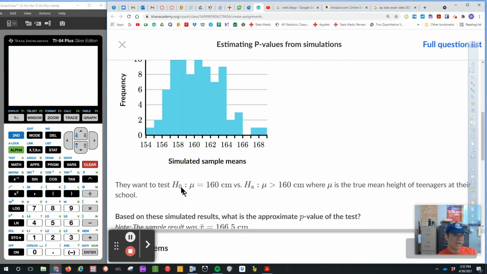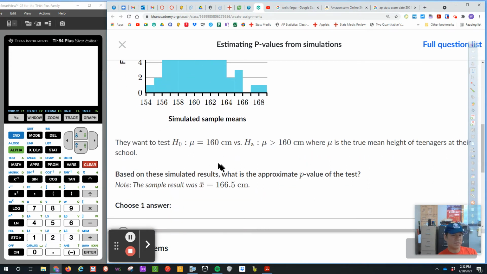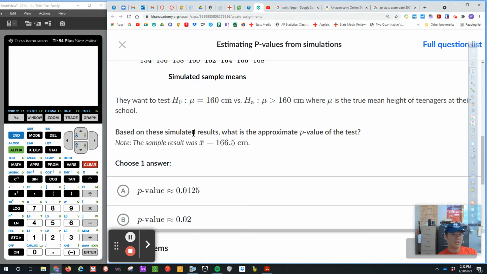So you want to test the hypothesis, right? The null hypothesis is your claim, that New Zealand teens' height is 160 centimeters, and then the alternate hypothesis is what you believed to be true. You thought that it's going to be greater than 160. So that's your alternate hypothesis, where mean is the true mean height of teenagers at their school. Based on this simulated result, what is the approximate p-value of the test?